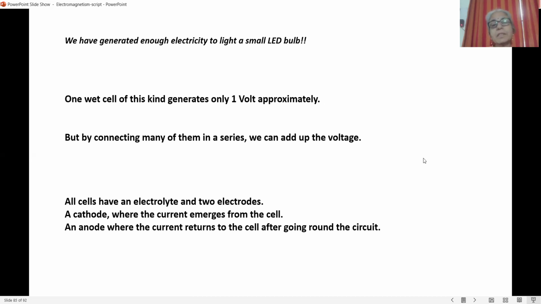3 cells gave us 3 volts in series. So we will understand later that in series, the voltage adds up. Each cell gave us 1 volt of potential. We will talk about what voltage is later on. I just showed you how to measure the voltage which was generated by our own wet cell.